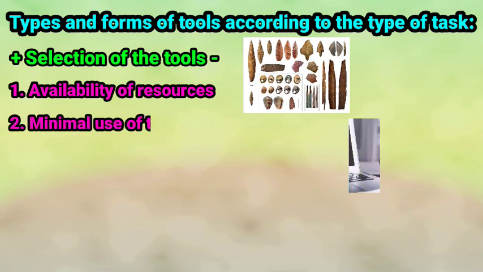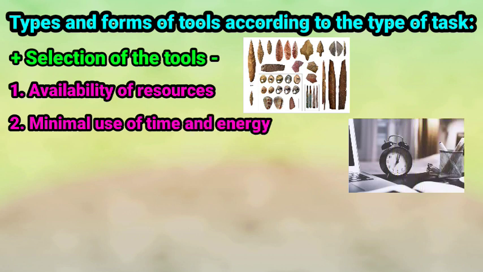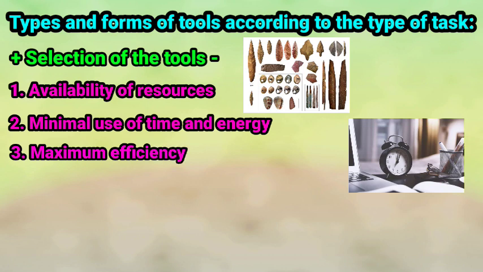Second, minimal use of time and energy. This is the second factor. The tool should save a lot of time and energy or effort. These kinds of tools we select for our work. Number 3, maximum efficiency. Children, the task or work should be completed as efficiently as possible. Therefore, we consider this factor for determining the selection of a tool.